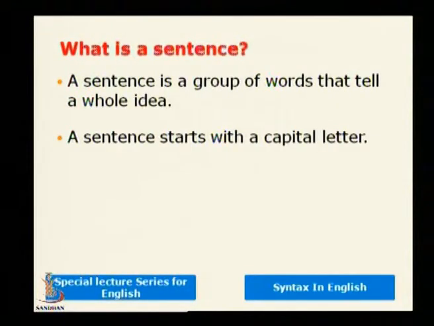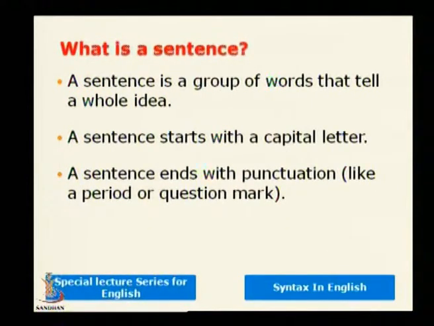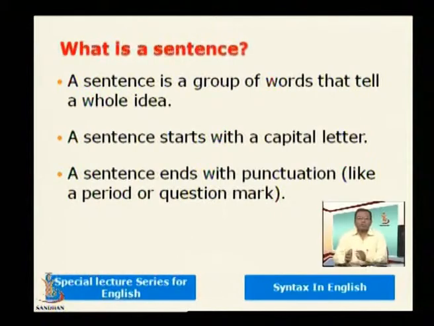A sentence starts with a capital letter. This is very common. A sentence ends with punctuation like a period or question mark. In usage of language, not only word order is important, even having sufficient knowledge of various punctuation marks: a period, what we call full stop, comma, dash, single inverted comma, double inverted commas, question mark, exclamation mark. Knowledge of these punctuation marks is also very, very essential.